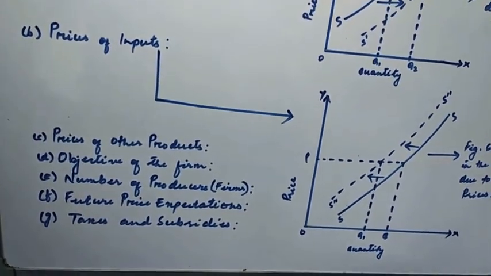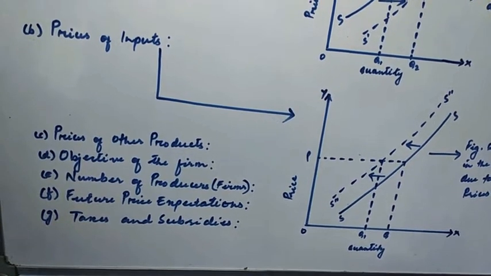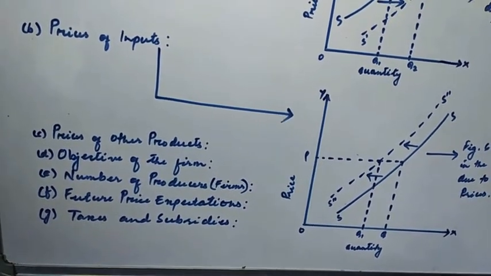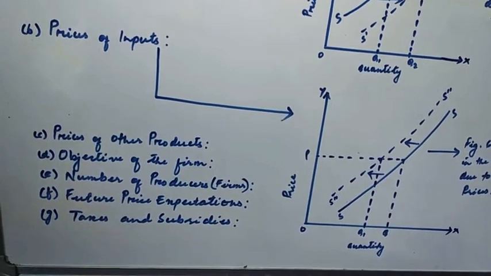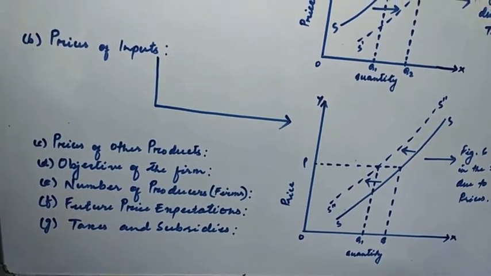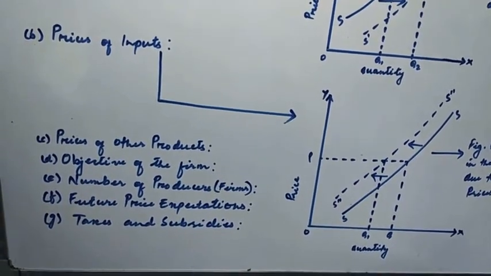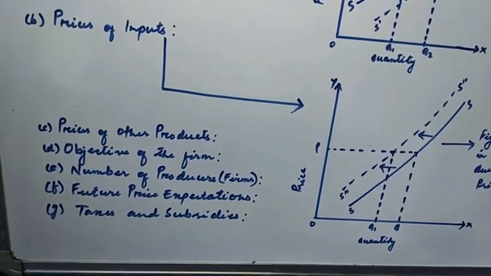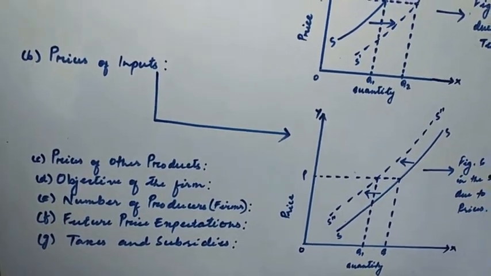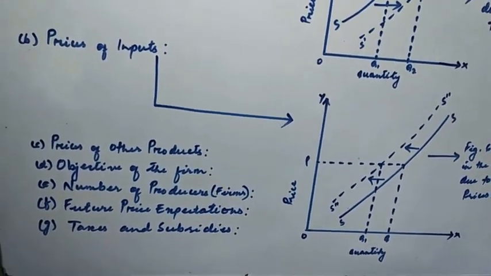So if more people are producing a product, then supply will be more obviously, and if fewer producers or firms are producing that particular product, then supply will be less in the market. So number of producers or firms also determines the supply of a product.